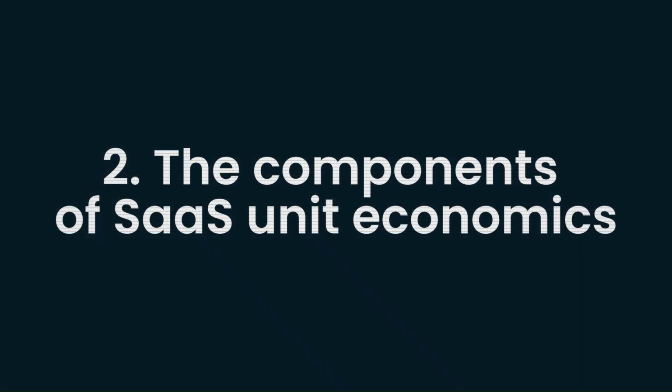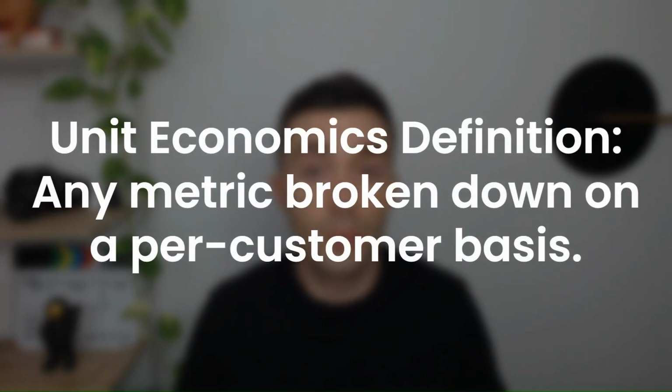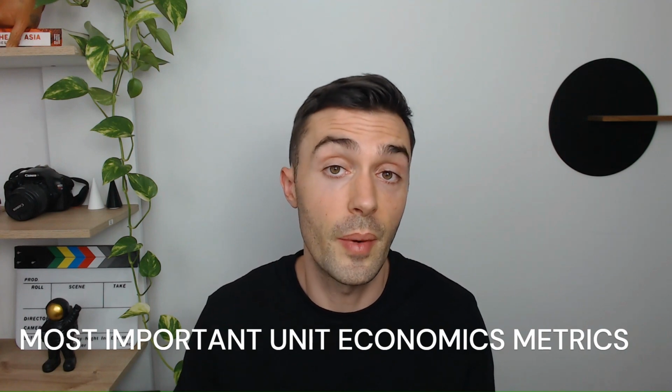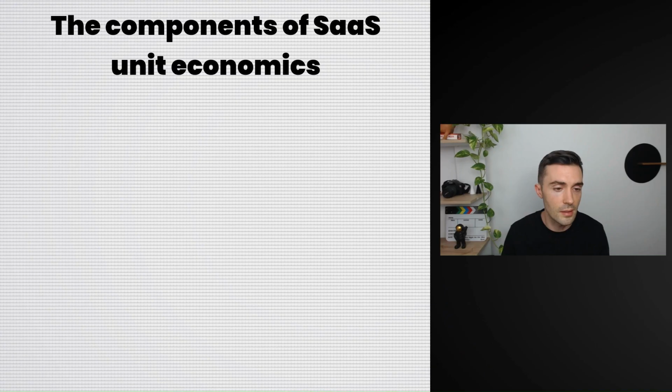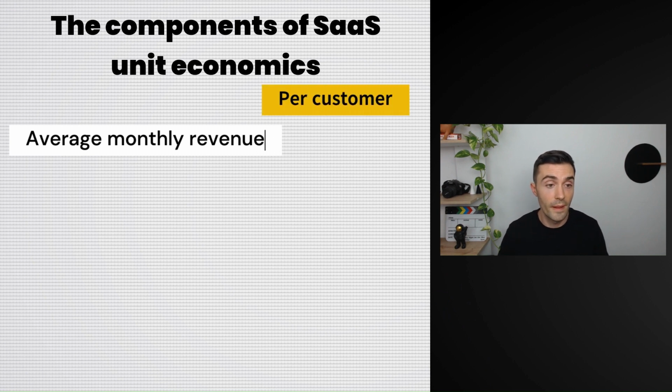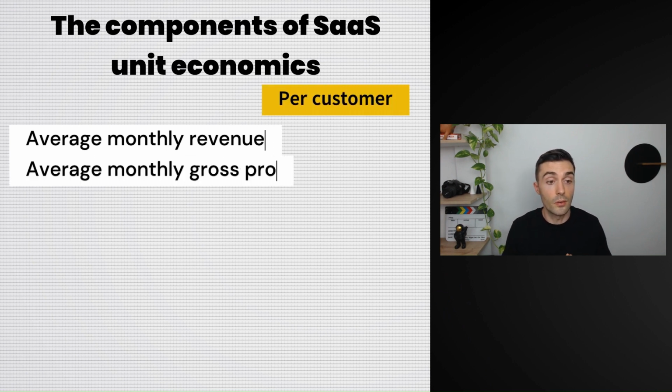Section 2, the components of SaaS unit economics. So just remember that whenever you're thinking about unit economics, it's just any metric broken down, but it has to be on a per customer basis. So let's walk through some of the most important metrics that we think about when we're doing unit economics analysis. So first we have our average monthly revenue per customer. Then you'd have your average monthly gross profit per customer. So just how much is the profit that you make from that revenue. So you'd subtract all your direct costs.